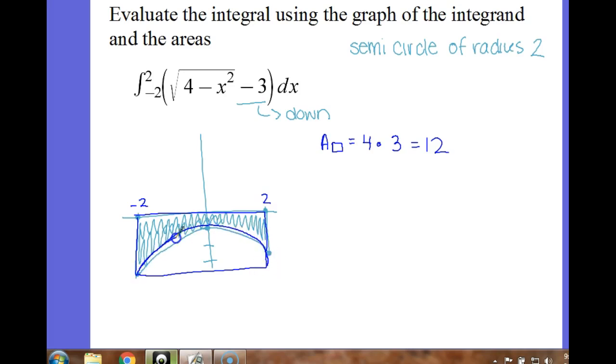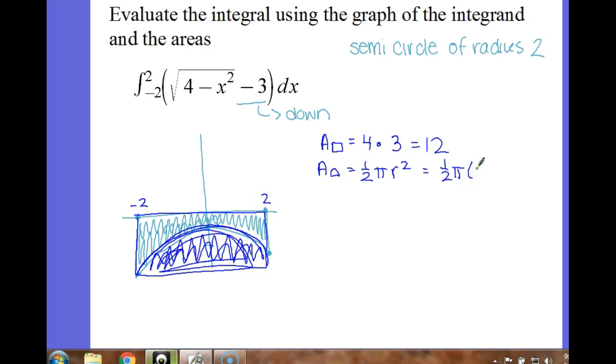And then in order to find that shaded region, what do you have to do? I have to subtract away the area of the semicircle. So the area of a half circle is 1/2 pi r squared, where in this case my r value is 2, or 2 squared. So 1/2 pi 2 squared.